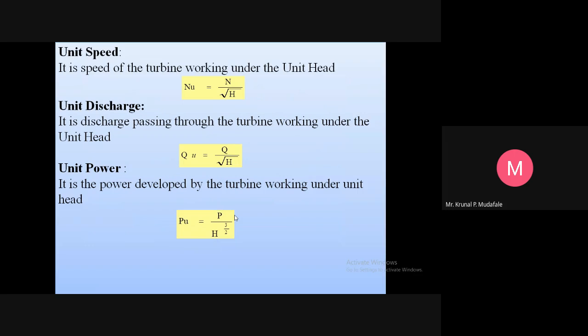What is this unit speed? It is the speed of the turbine working under the unit head. If we have to calculate the speed under the unit head condition, this is called the unit speed. So Nu is equal to N, the rpm, whatever rpm is available for the speed of the rotor or runner, in revolutions per minute, divided by under root of head. Okay, so you can calculate the unit speed. Unit speed is like an average speed.